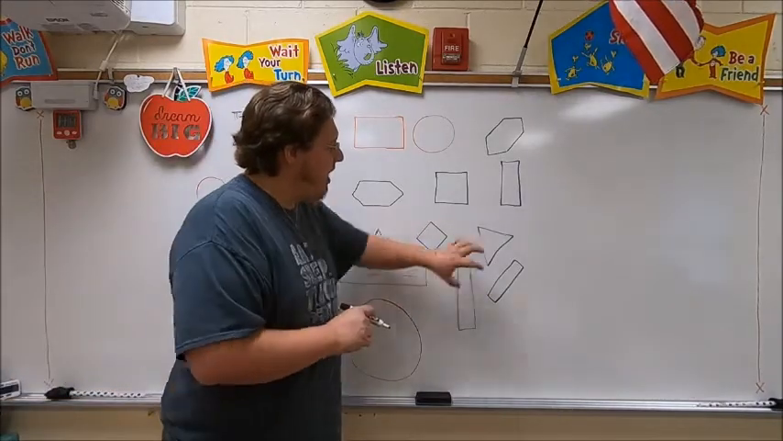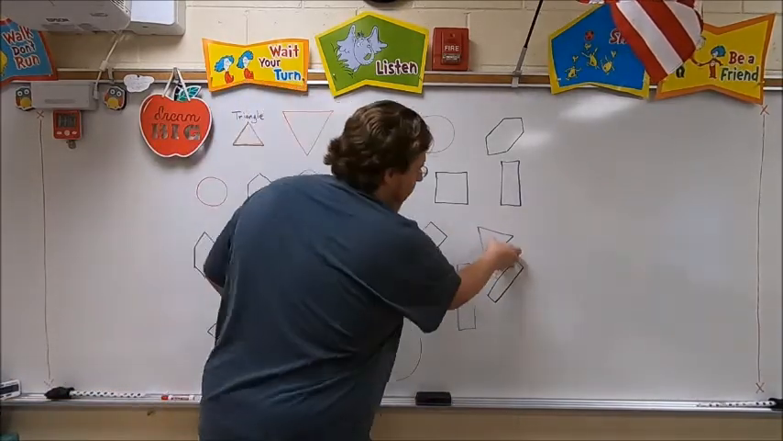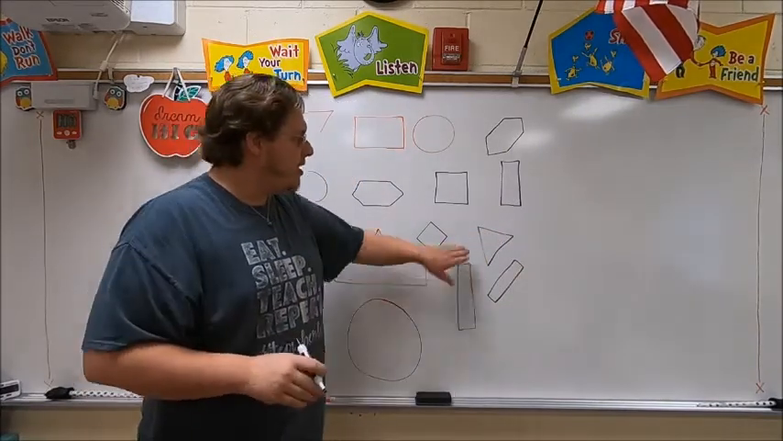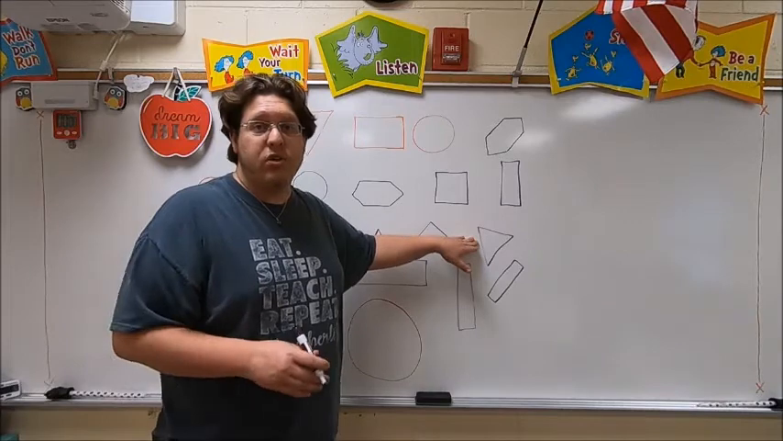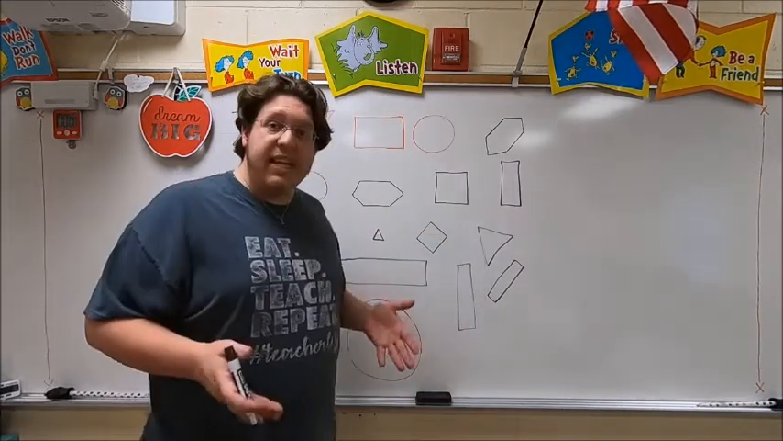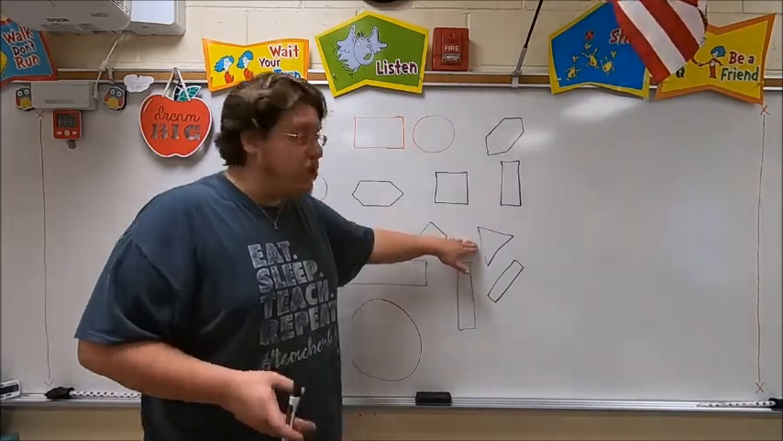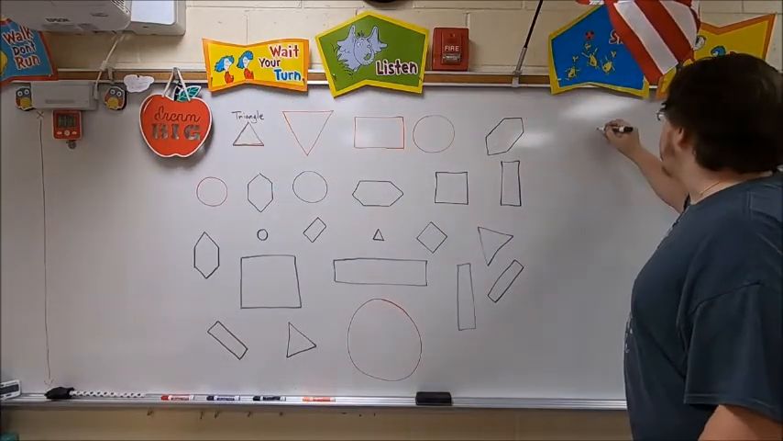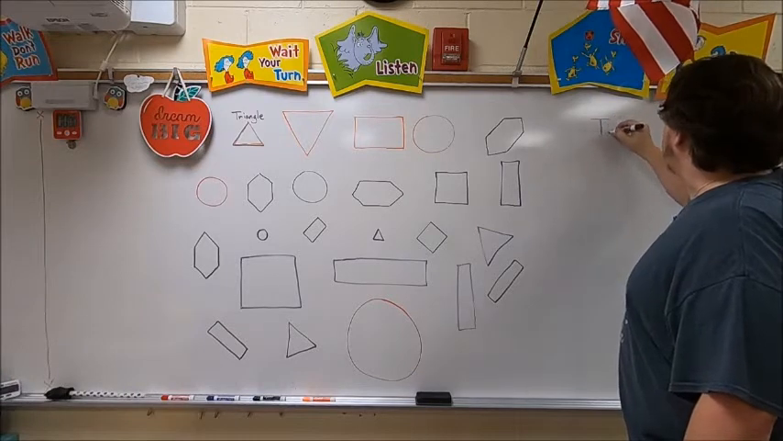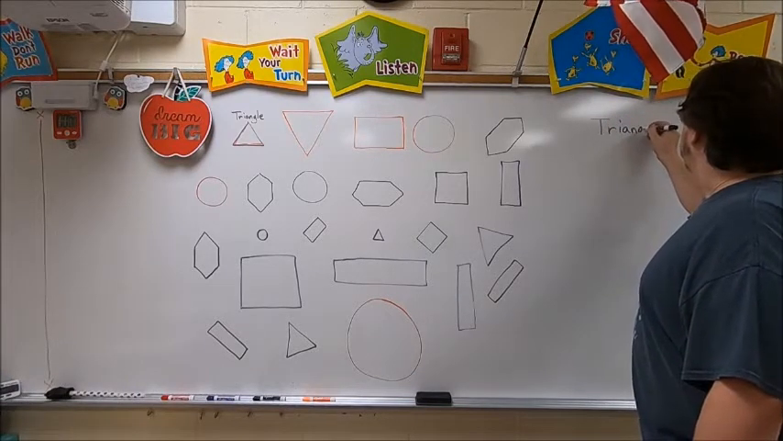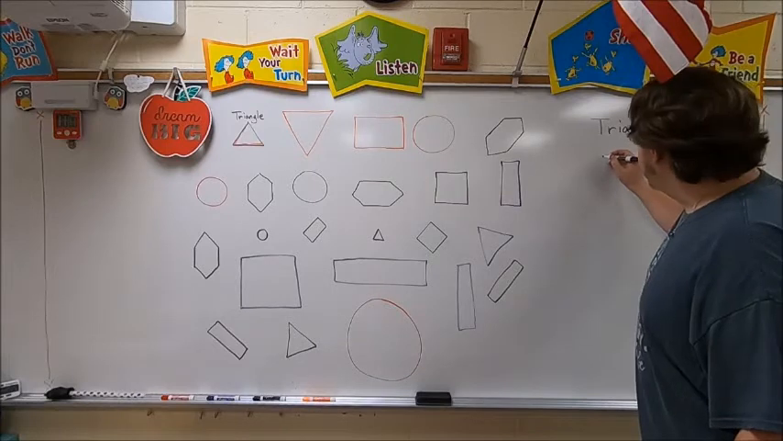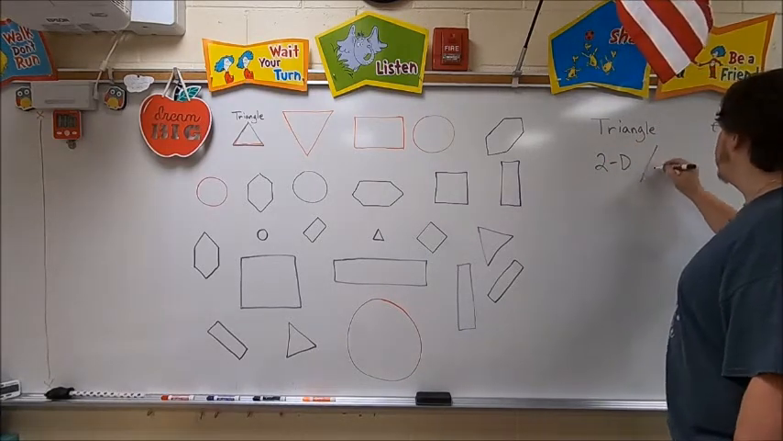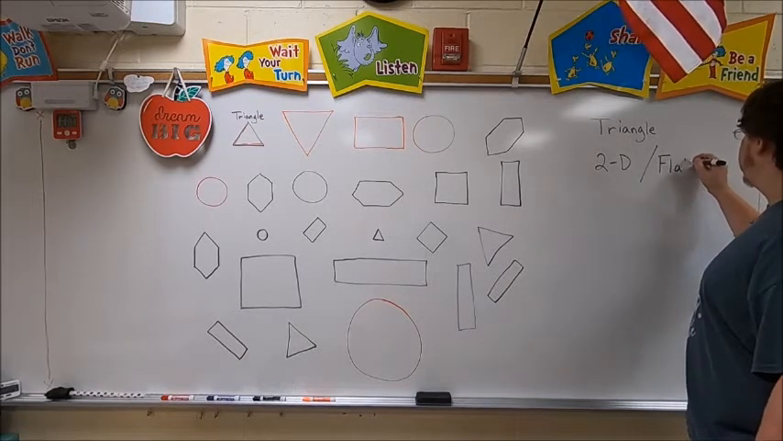You notice it's flat. I can't pick it up. It's on the board. It's flat, right? So this is what's called a two-dimensional shape. 2D shape, or a flat shape. So I'm going to write that over here. Our two terms for today so far are triangle and 2D or flat shape.